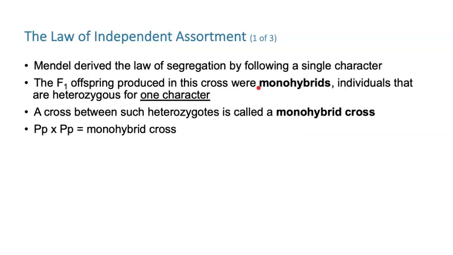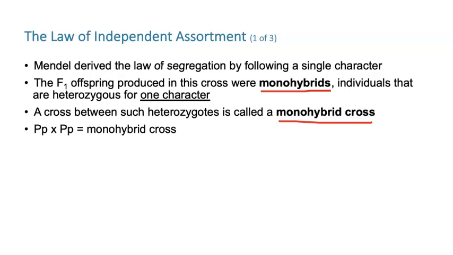And anytime we talk about a cross where we're only looking at one characteristic, we use the term monohybrid, or we say monohybrid cross. So a cross between heterozygotes would be a monohybrid cross. Okay? So just keep that in mind, that was what he did repeatedly over and over again, looking at one characteristic to determine his law of segregation.